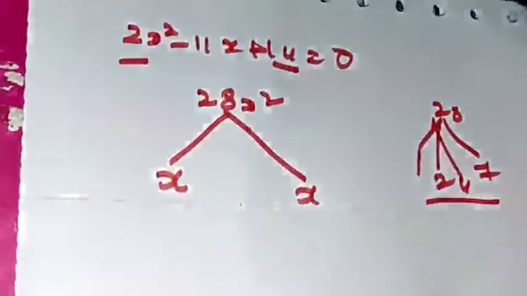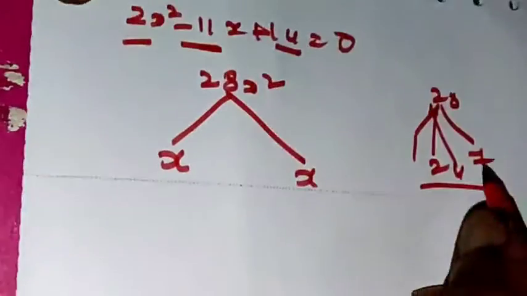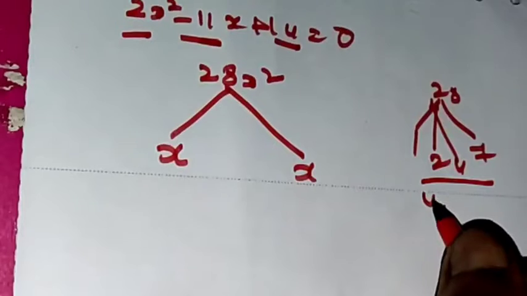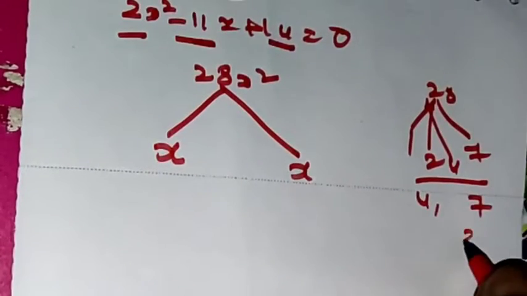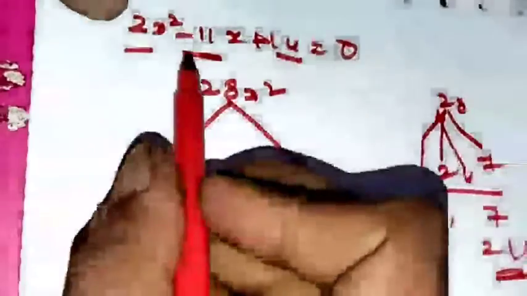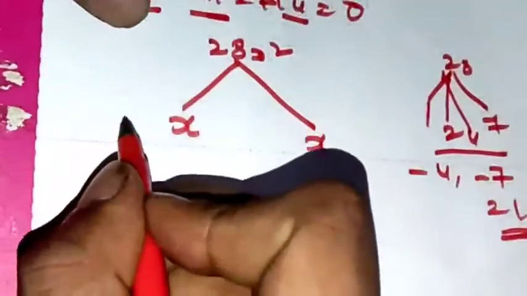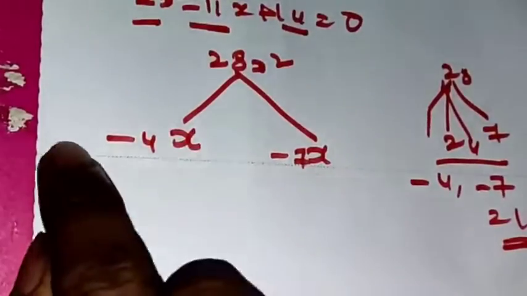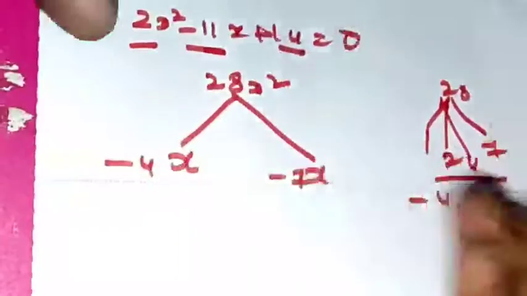Okay, now we have to choose any two correct factors. How to choose any two factors? You have to observe that here −11x is given. Suppose I am taking the factors −4 and 7. If you add these two, we get 11 as the answer. But we want −11, that's why we take the minus sign for these two factors. We get −4 and −7. If you add −4x plus −7x, we get −11x.